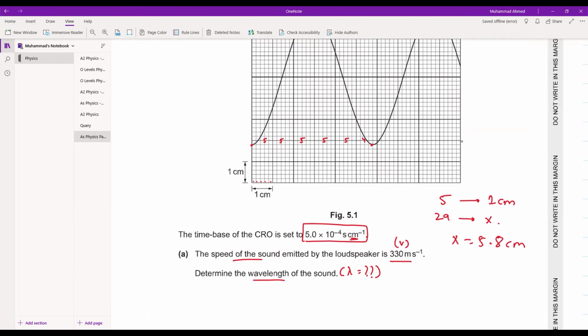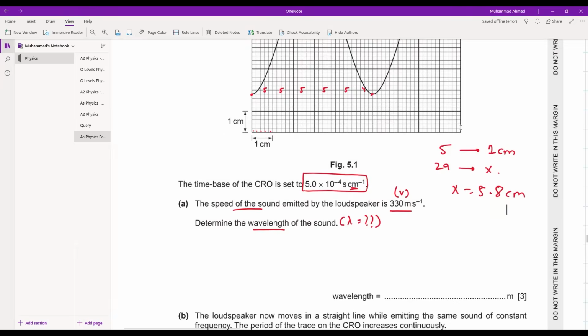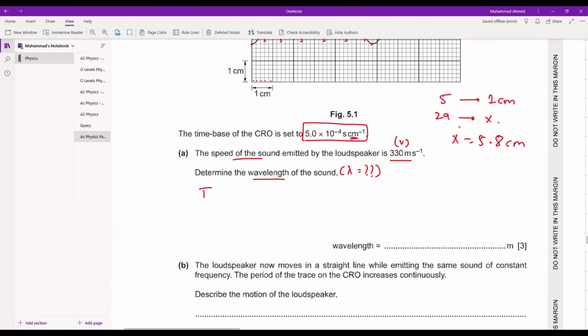Now, 1 centimeter on the x axis represents 5 into 10 raised to the power of negative 4. How much time will 5.8 centimeters represent? What will the time period be? 5.8 into 5 into 10 raised to the power of minus 4. What does your time period come out to be? The time period comes out to be 2.9 into 10 raised to the power of minus 3 seconds.